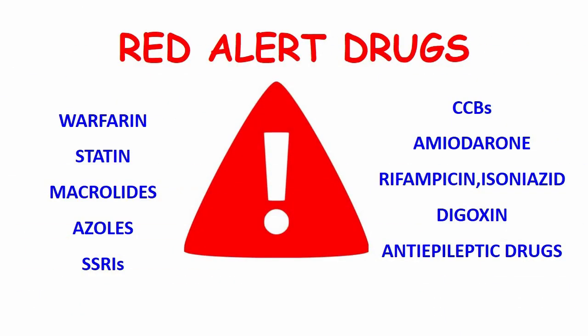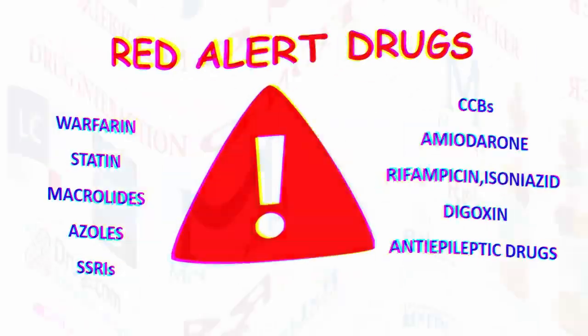So here I have a list of red alert drugs. These drugs are going to show drug interactions. They have excellent documentation, so you have to remember these drugs because for sure they will cause some drug interactions. These are warfarin, statins, macrolides, azoles, selective serotonin reuptake inhibitors, calcium channel blockers, amiodarone, rifampicin, isoniazid, digoxin, and anti-epileptic drugs.